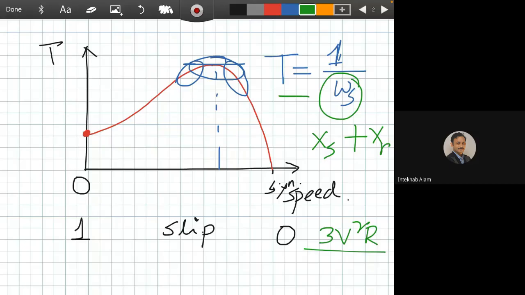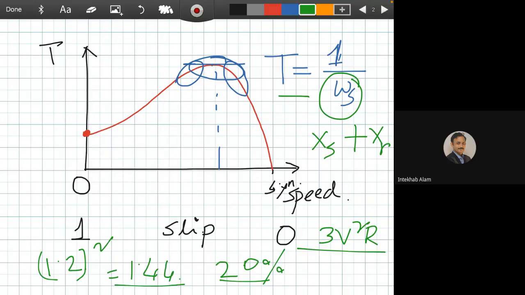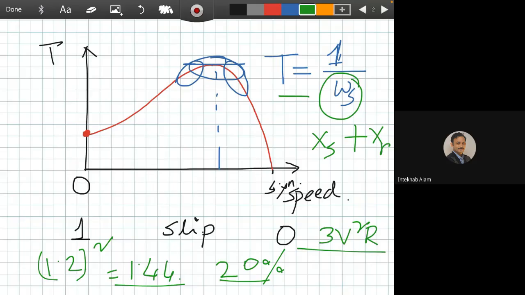Okay, if we increase V by 20%, what will happen? 20% means 1.2 times, okay, square. So it will increase 44%. If we can increase the input voltage by 20%, the torque will be increased by around 44%. Okay. So do you have any question?